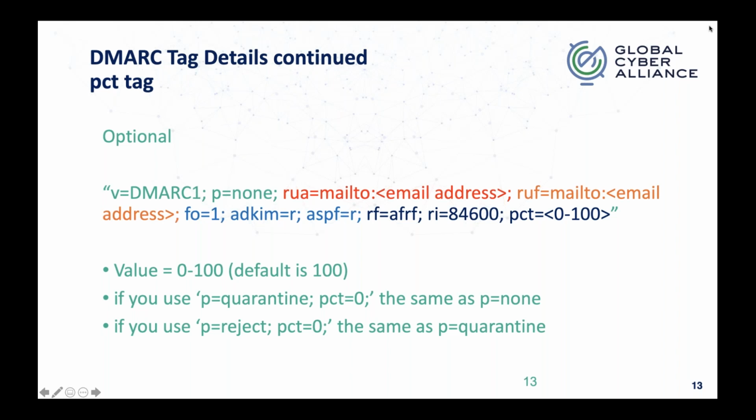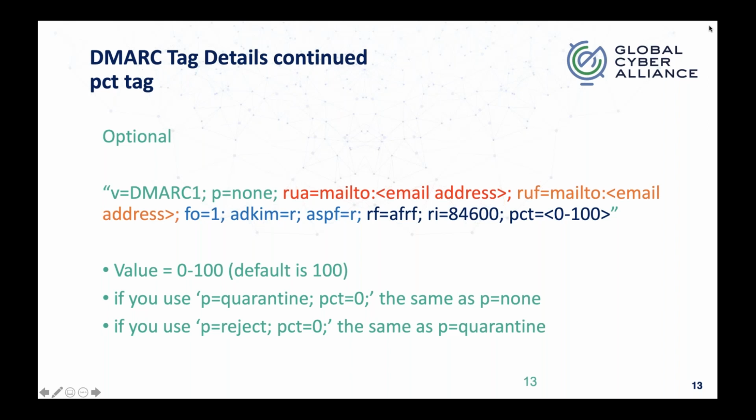But just be careful with this too, because if you use P equals quarantine, semicolon, PCT equals 0, semicolon, it's the same thing as using P equals none, right? Because you're saying that none of the messages are going to get impacted by this quarantine policy. So that's P equals none, right? P equals reject, semicolon, PCT equals 0, that's the same thing as using P equals quarantine, right? Because you're saying none of these messages are going to be rejected based on our policy.